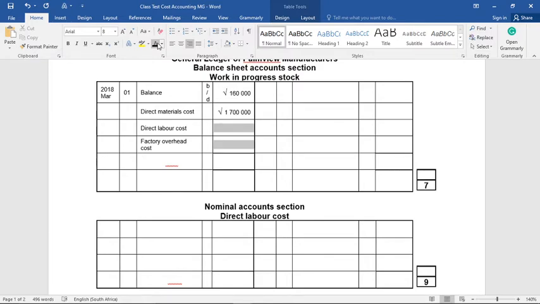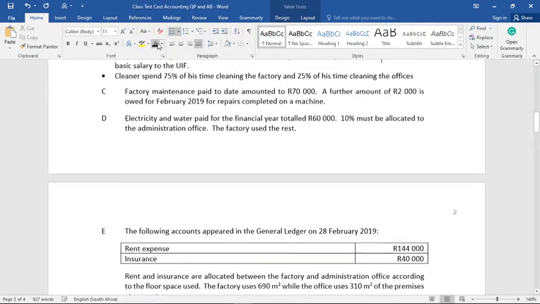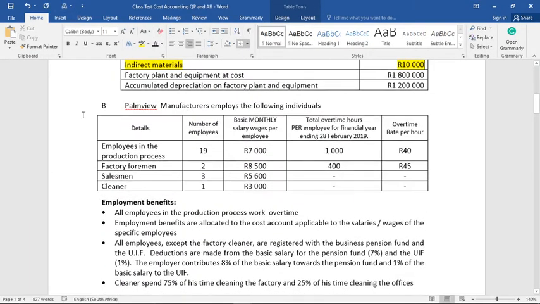Now we can draw our attention to direct labor and factory overheads, and I'm going to start with direct labor. In the information for direct labor, we're going to look at this information B. Direct labor will not be factory foreman. It will not be salesman or cleaner. The direct labor refers to employees in the production process. So, firstly, there are 19 employees who are earning a basic monthly wage of 7,000 Rand.